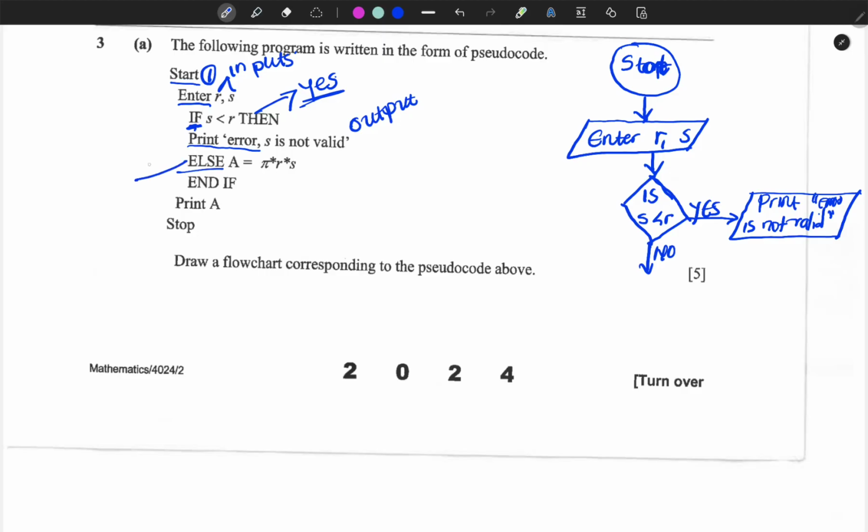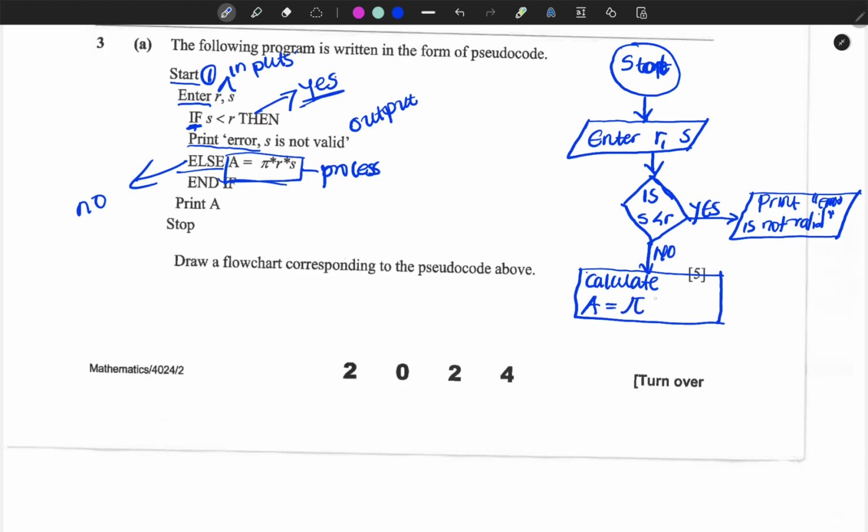So what of else? Else represents no. After no, we have this formula. This formula shows the process. It's a calculation, so it's a process, and the process is written in a rectangle. So you write your rectangle. If you want, you can say calculate, or you can go direct: area is equal to pi times r times s.